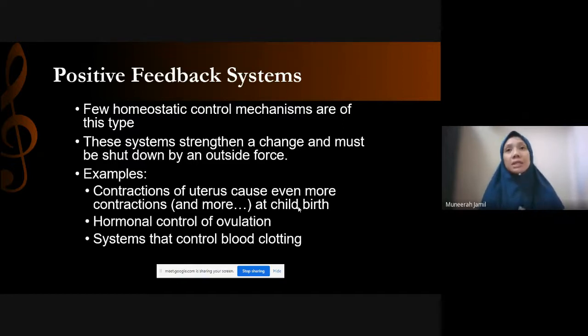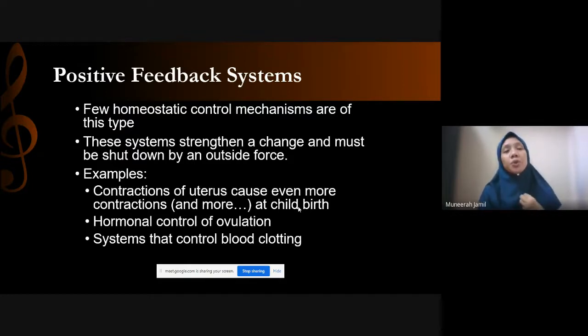So saya tak kata negative feedback, positive feedback ni adalah satu yang jahat, negative feedback yang baik. Tidak. Whatever it is, both feedback is actually referring to a normal process where it helps the body to function in its normal state. Okay. So another example is hormonal control of ovulations.